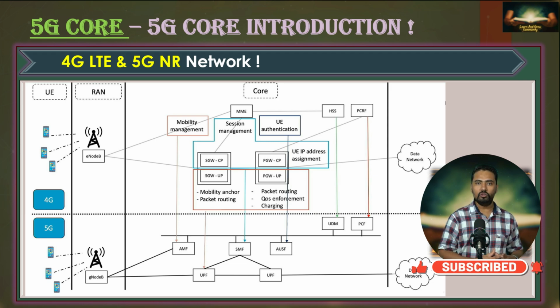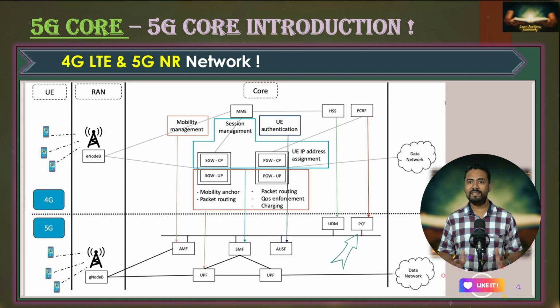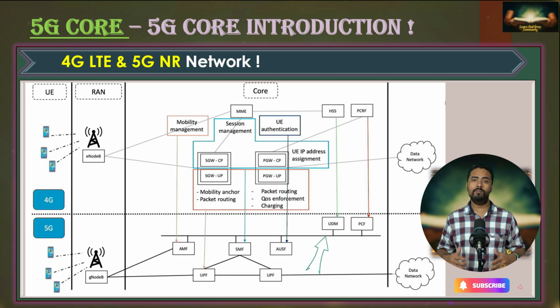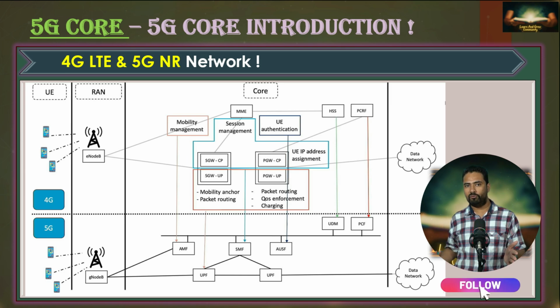The policy control functions or PCRF in 4G EPC core is now evolved to the policy control function or PCF in 5G core. In 4G EPC core, HSS was managing the subscriber profiles and was creating the authentication data for the MME. But in 5G core, subscriber profiles and the creation of authentication data are handled by Unified Data Management or UDM. So this is how the 5G core network functions are divided compared to the 4G core network.